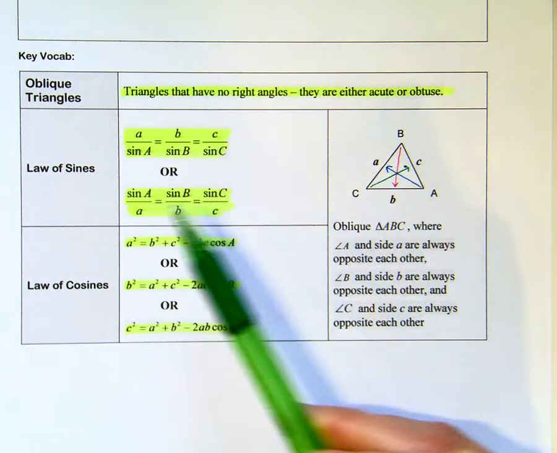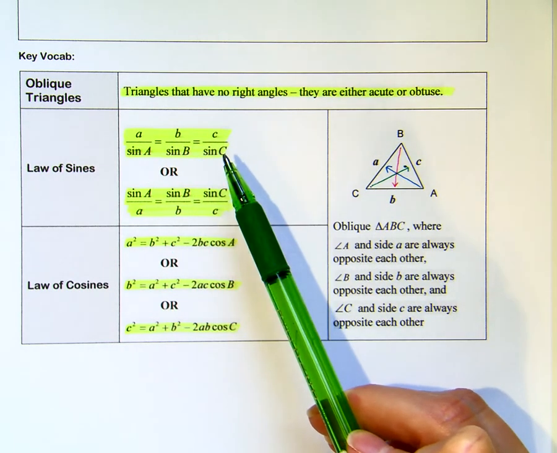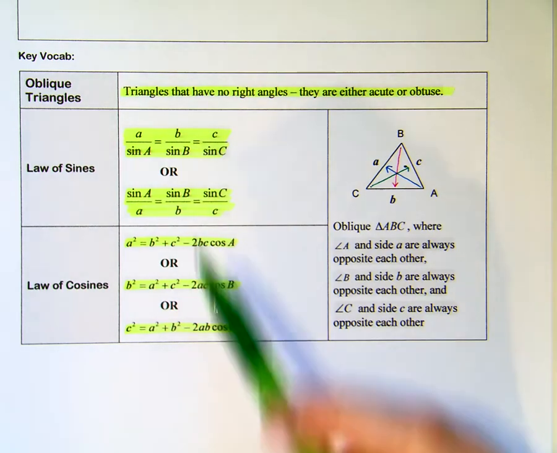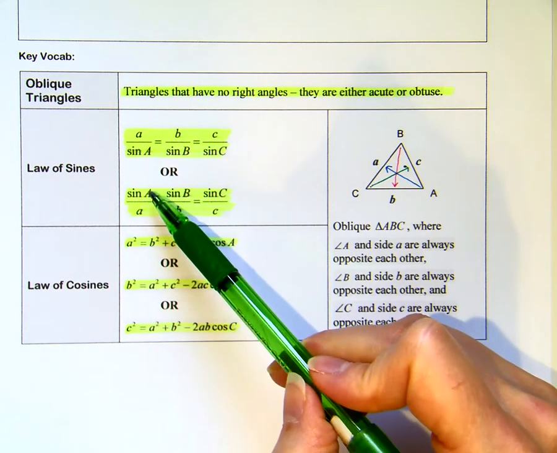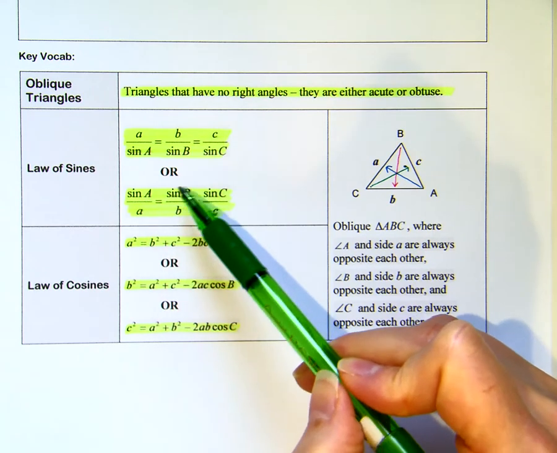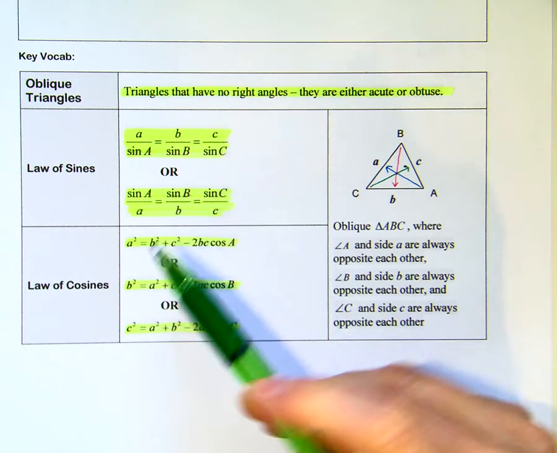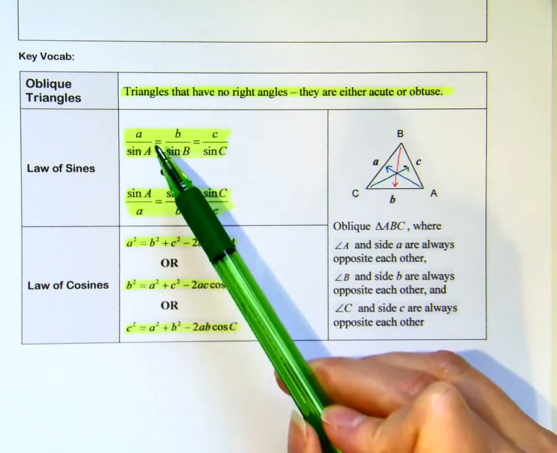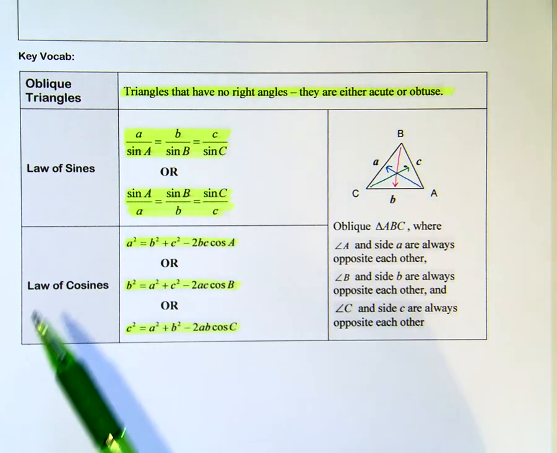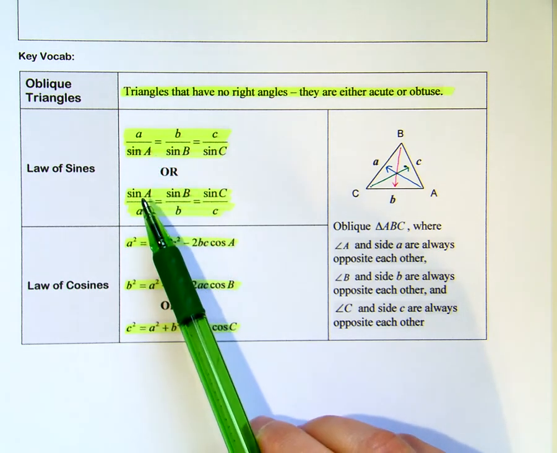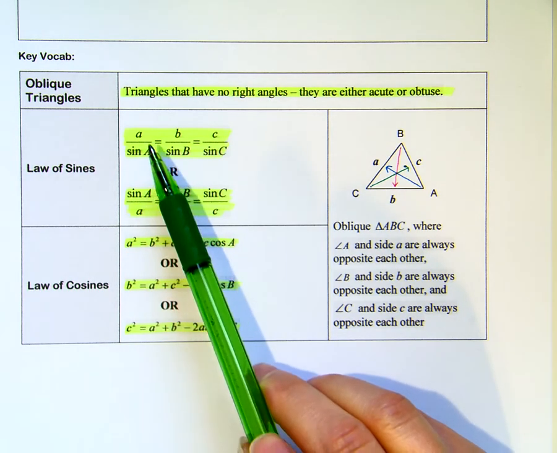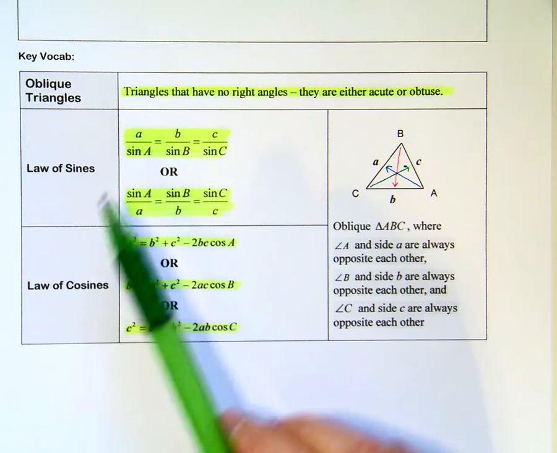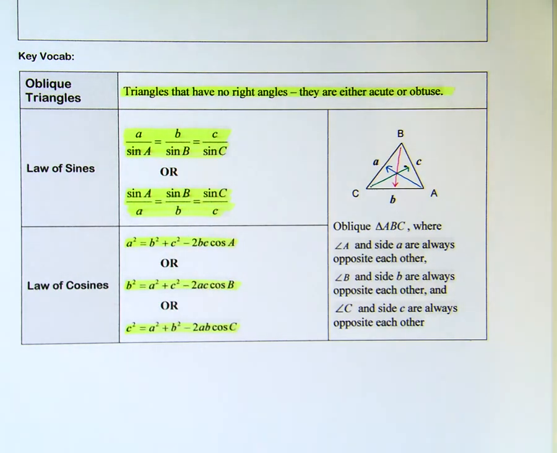Now, since these are individually ratios, we learned at the beginning of our last chapter that a ratio can be flipped. As long as we flip it for all of the parts, we still get an equivalent proportion. So these are actually the same equation. It really doesn't matter whether you put the sine on the bottom or the sine on the top, as long as the side and angle that are opposite each other are the ones that are compared within each ratio.